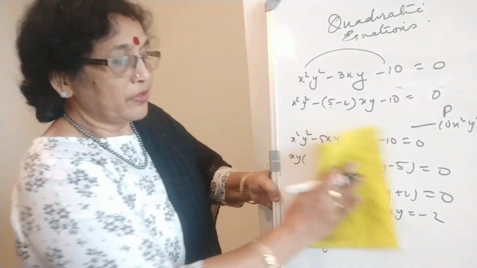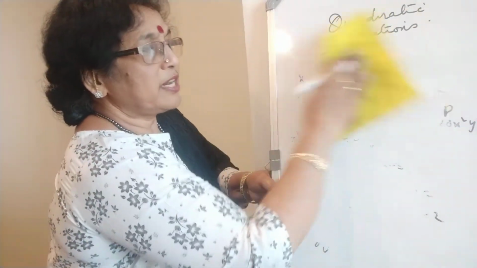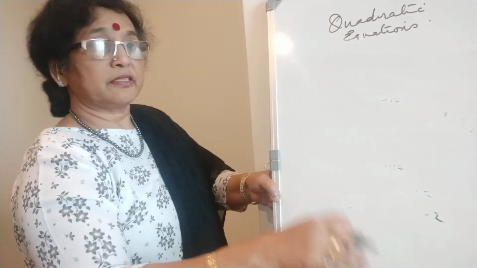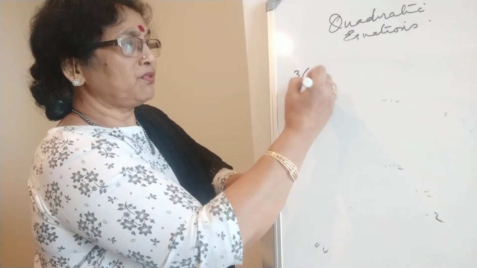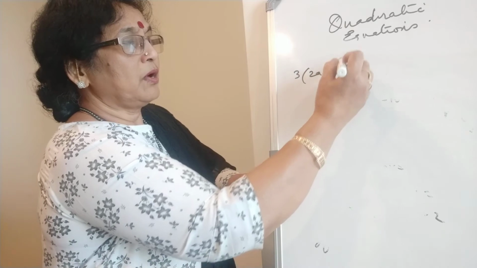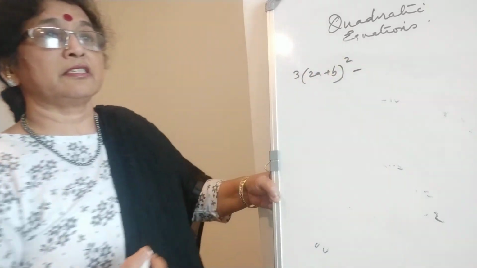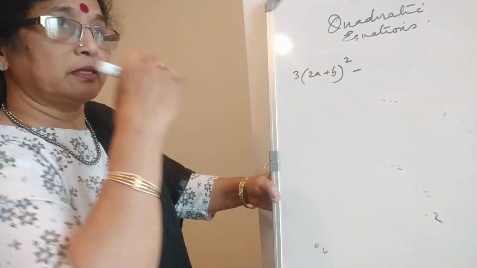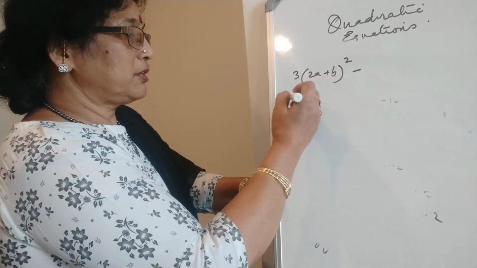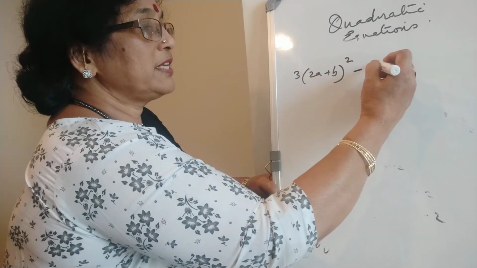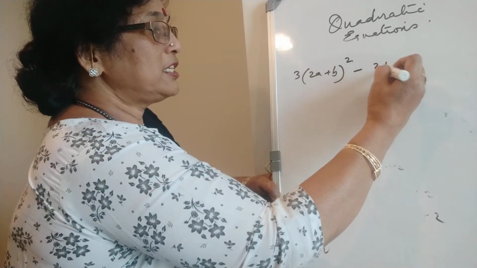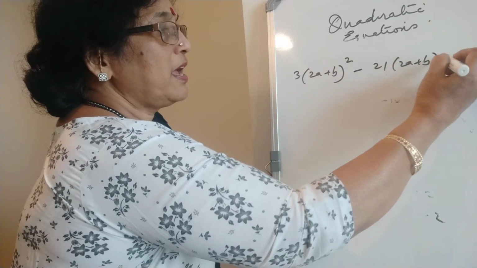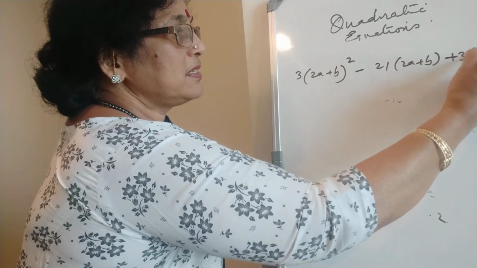So this is the other quadratic. Sometimes we get a quadratic equation of this type. Say you get 3 (2a plus b) whole square minus, suppose you have 21 (2a plus b) and say plus 36 is 0.